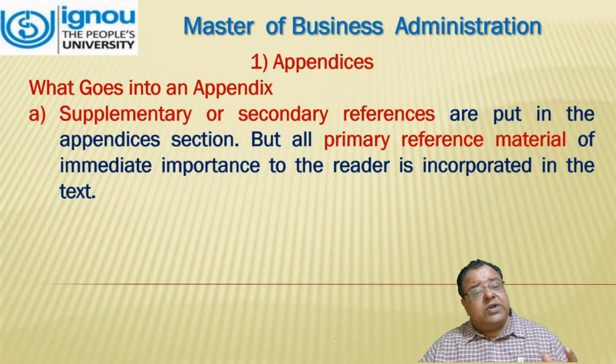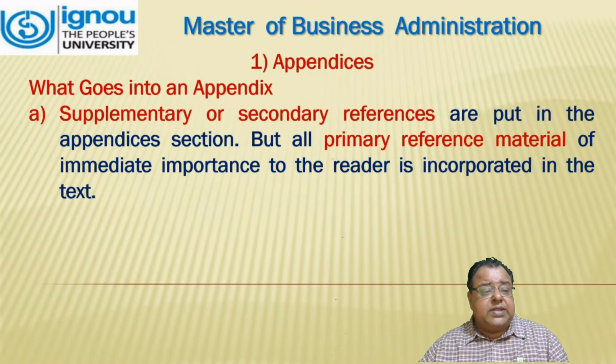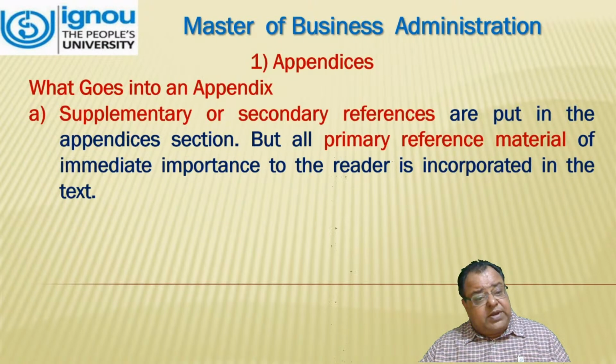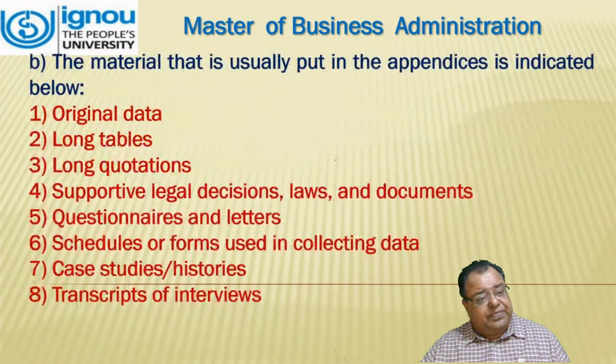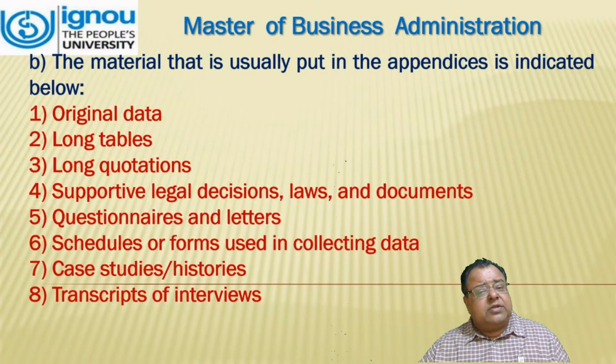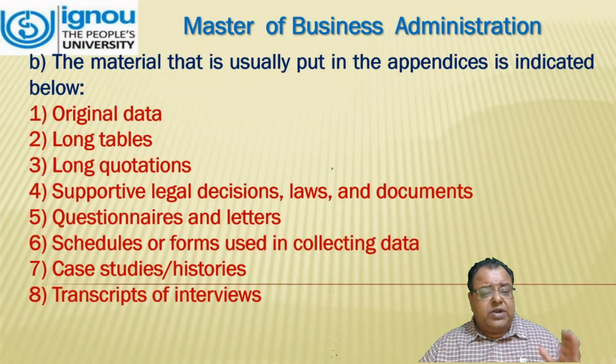Appendices. What goes into the appendices? Supplementary or secondary references are put in the appendices section, but all primary reference material of immediate importance to the reader is incorporated in the text. The material that is usually put in the appendices is indicated below.